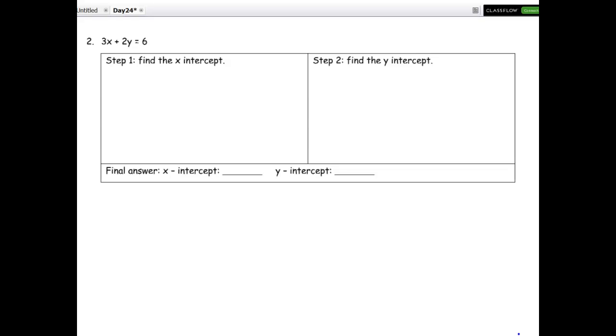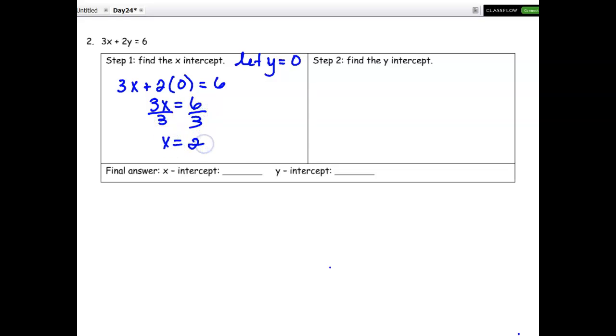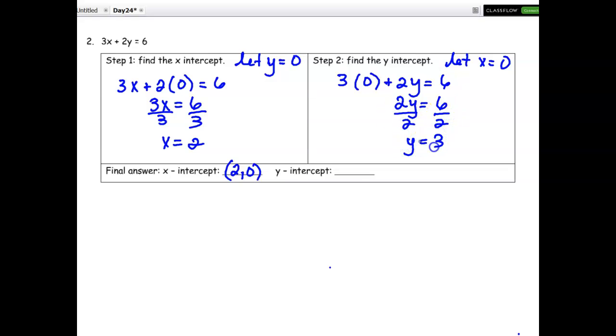Okay, example number 2, to find the x-intercept. Again, I let my y be 0. All right, so 3x plus 2 times 0 is equal to 6. So 3x is equal to 6. We divide by 3. Our x is equal to 2. So the x-intercept, x would be 2, y would be 0. And then the y-intercept, we let our x be 0. So now we've got 3 times 0 plus 2y is equal to 6, or just 2y is equal to 6. We divide by 2, and our y is equal to 3. So our x is 0, and our y is 3.